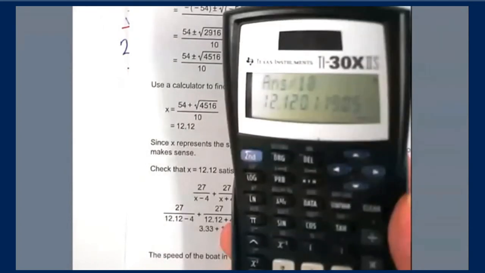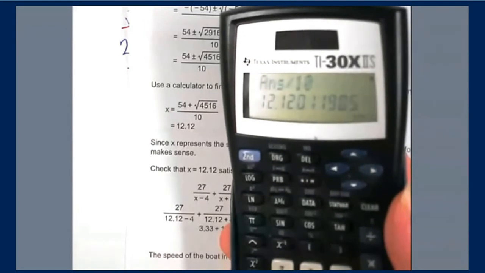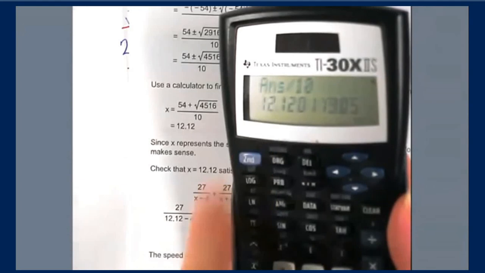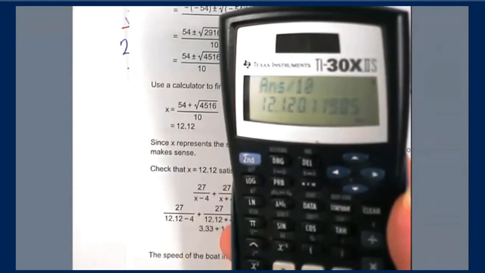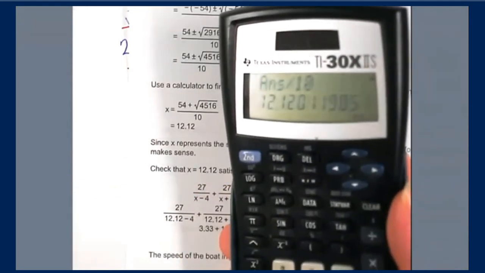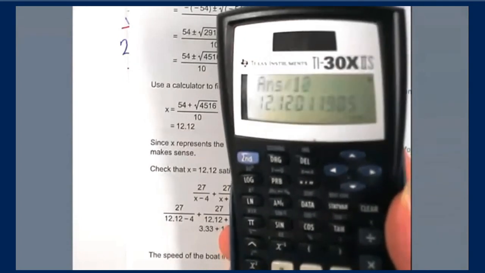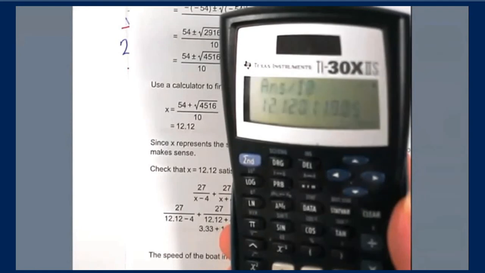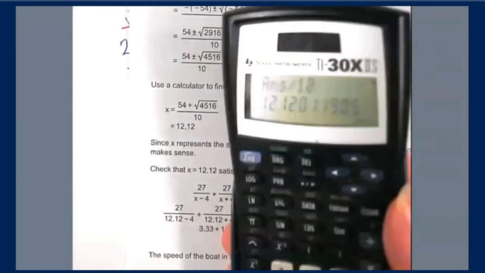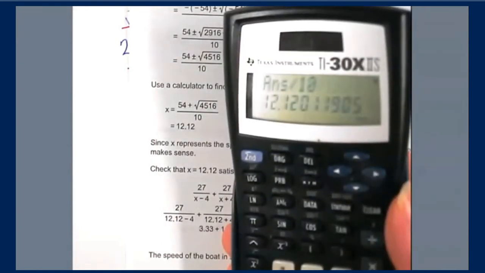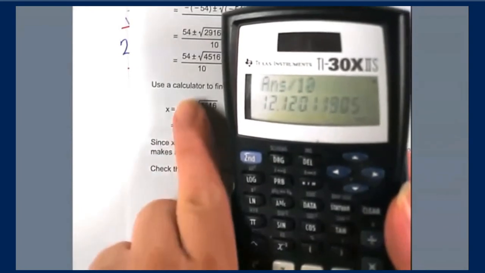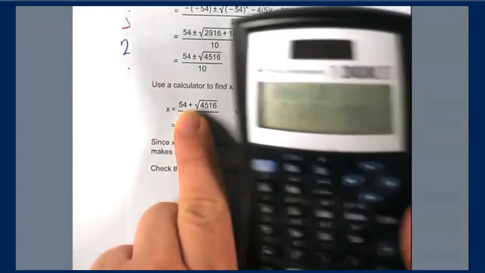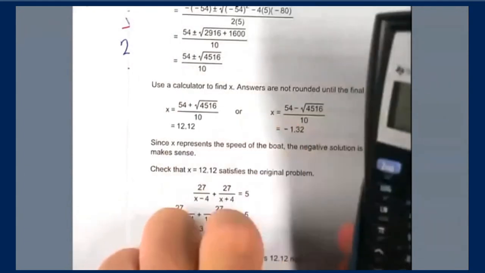And I don't think the directions told us to round to a specific place value, so we can just carry this out to 2 decimal places. So one possible answer is 12.12 miles per hour. Now, because we have the plus minus symbol in the middle, then we need to find the other answer.